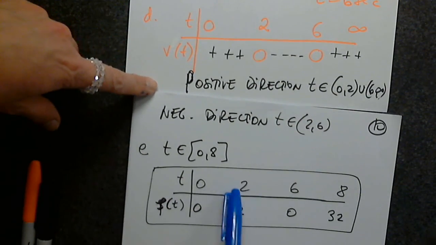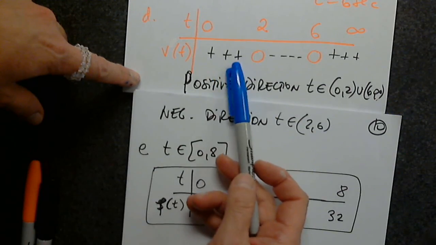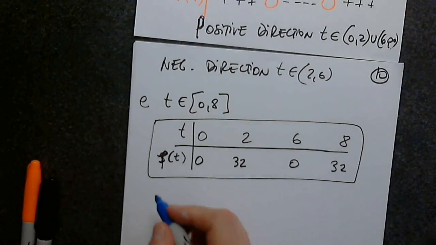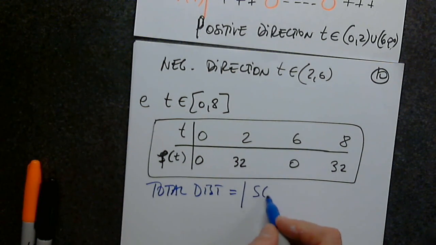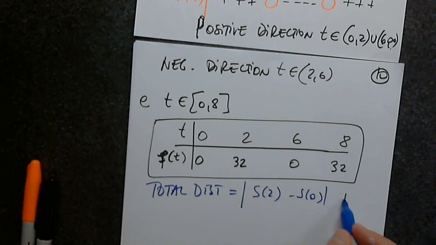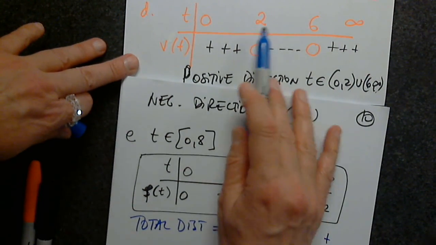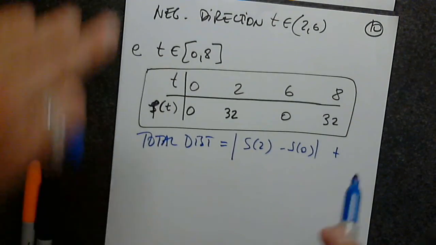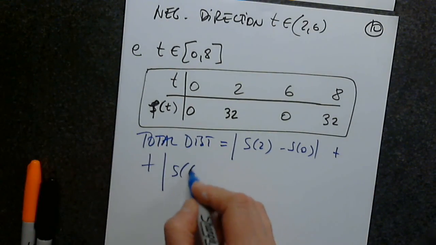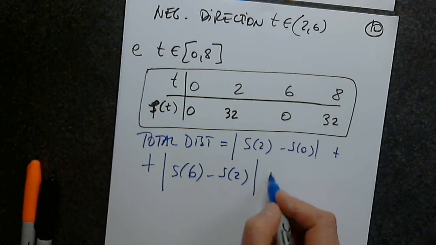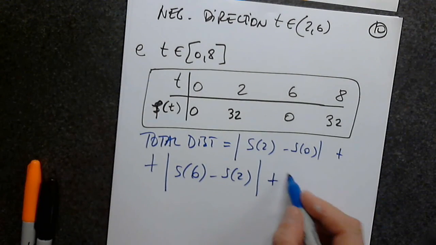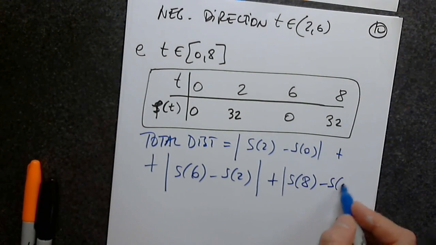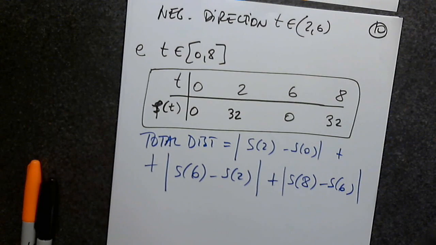So between 0 and 2, the particle is moving in the positive direction. Total distance will be the absolute value of s of 2 minus s of 0, plus, between 2 and 6 it is moving in the negative direction, the absolute value of s of 6 minus s of 2, plus, between 6 and 8 it is moving in the positive direction, the absolute value of s of 8 minus s of 6. Why do we put absolute values?